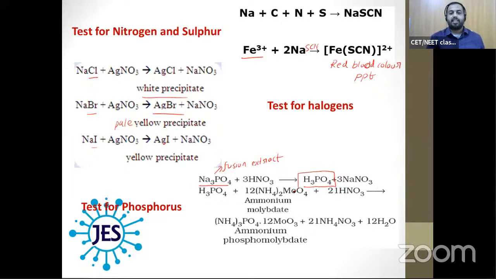Then you treat it with ammonium molybdate. You'll get a yellow PPT of ammonium phosphomolybdate, thus confirming the presence of phosphorus.